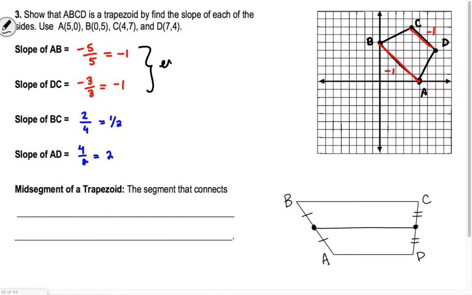So we have exactly one pair of parallel sides. So that means it has to be a trapezoid then.